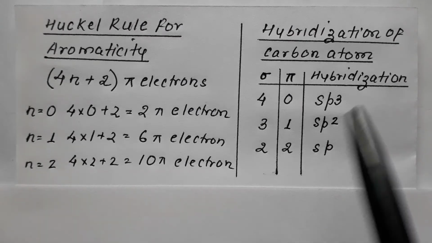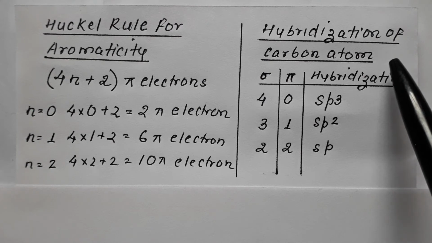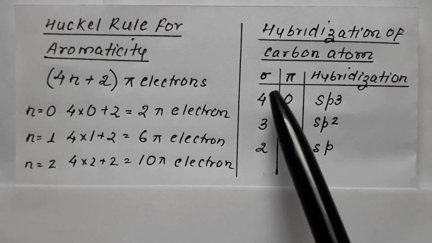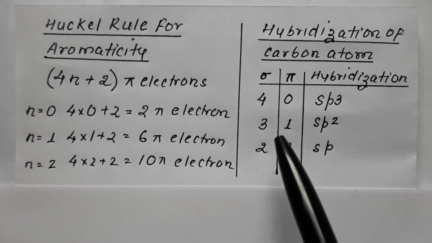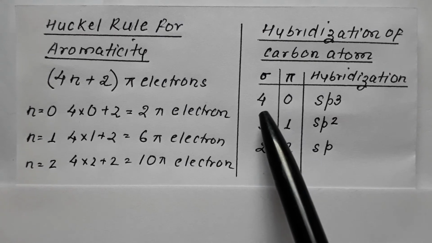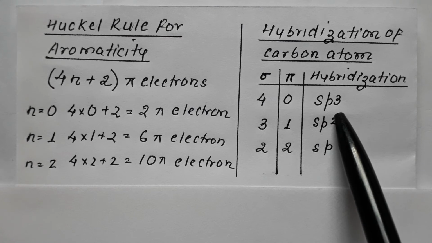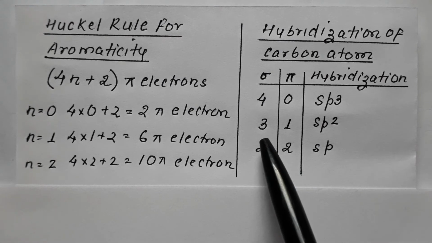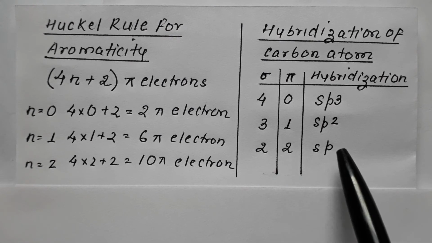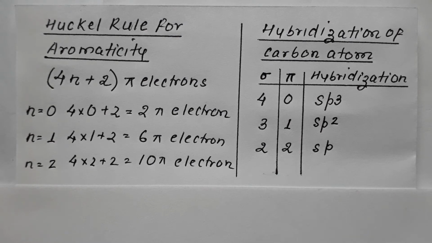One more very important piece is with respect to the hybridization of the carbon atom. How do we decide the hybridization of carbon? It is on the basis of sigma and pi bonds. If carbon has formed 4 sigma and 0 pi, it is termed sp3 hybridized. If it has formed 3 sigma and 1 pi, it is sp2 hybridized. If it has formed 2 sigma and 2 pi, it is sp hybridized.